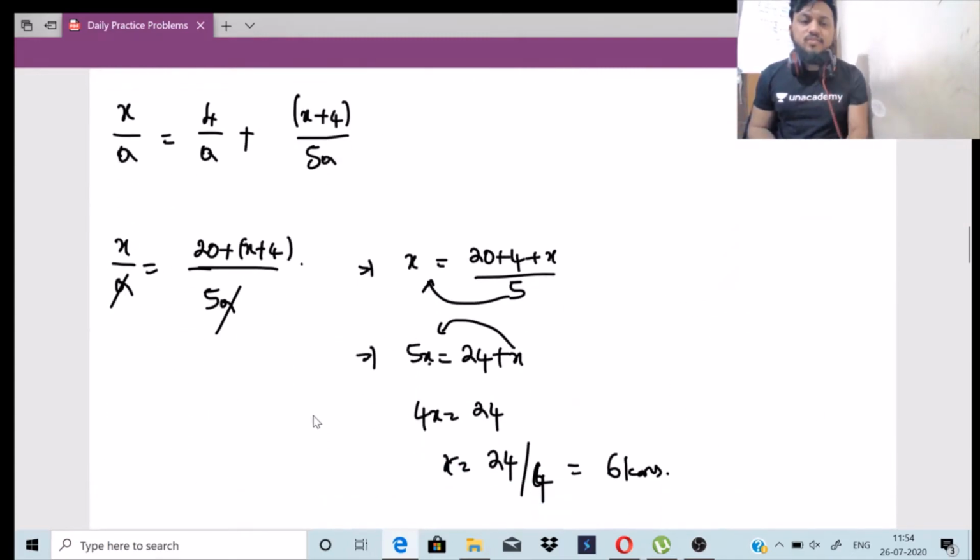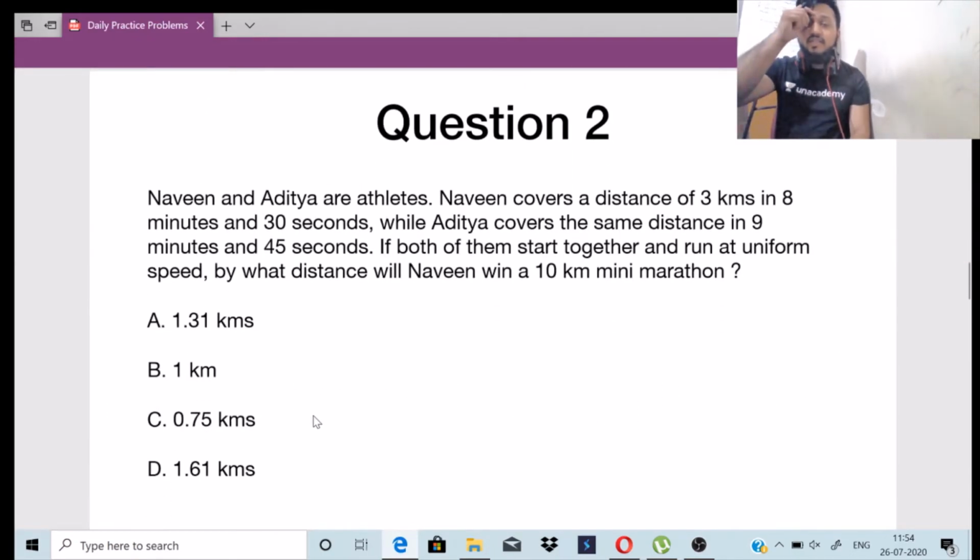Let's move to the next question. The next question is as follows. Naveen and Aditya are athletes. Naveen covers a distance of 3 kilometers in 8 minutes 30 seconds, while Aditya covers the same distance in 9 minutes 45 seconds. If both of them start together and they run at uniform speed, by what distance will Naveen win a 10 kilometer mini marathon, right?